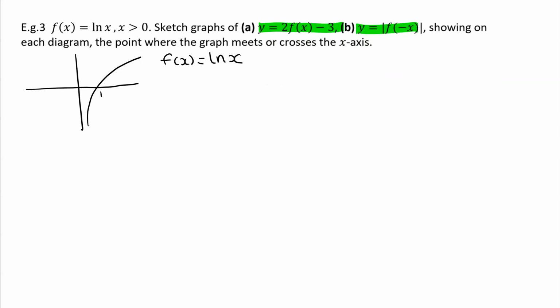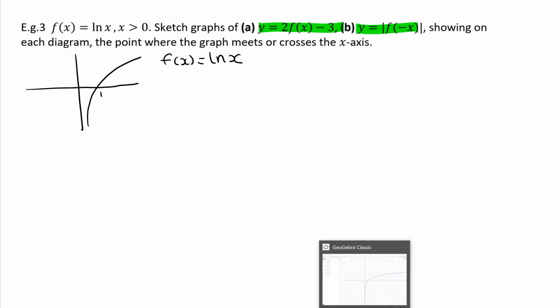Example 3, we've got f of ln x, which I've drawn here, where you've got a domain of x greater than 0, of course. It's defined as a function, so you know that your x has to be greater than 0, because it's undefined for x equals 0, and it's undefined for any negative value. We're going to sketch two graphs here, y equals 2f(x) minus 3, and y equals the modulus of f(-x). And we need to show where the graph meets or crosses the x-axis.